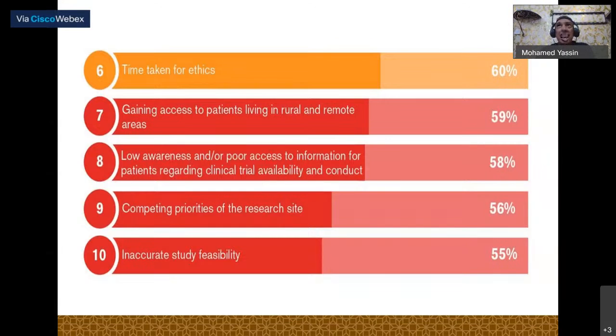When do you expect to get your ethical approval? I expected to have it after 2 or 4 months. But if I didn't get it after 2 or 4 months, I may be out of this trial because they have a specific timeline.